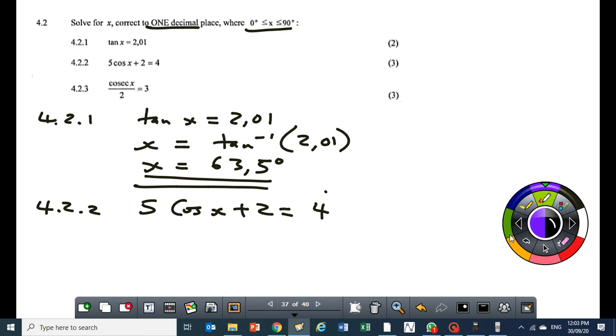So when you're solving a question like this, first thing, you take the 2. It's not inside brackets. So you take the 2 to the right first. Then you have 5 cos x equal to 4 minus 2. That gives you a 2. Yes? Oh, okay. So I got it wrong because I took the 5 and I put it on the right hand side.